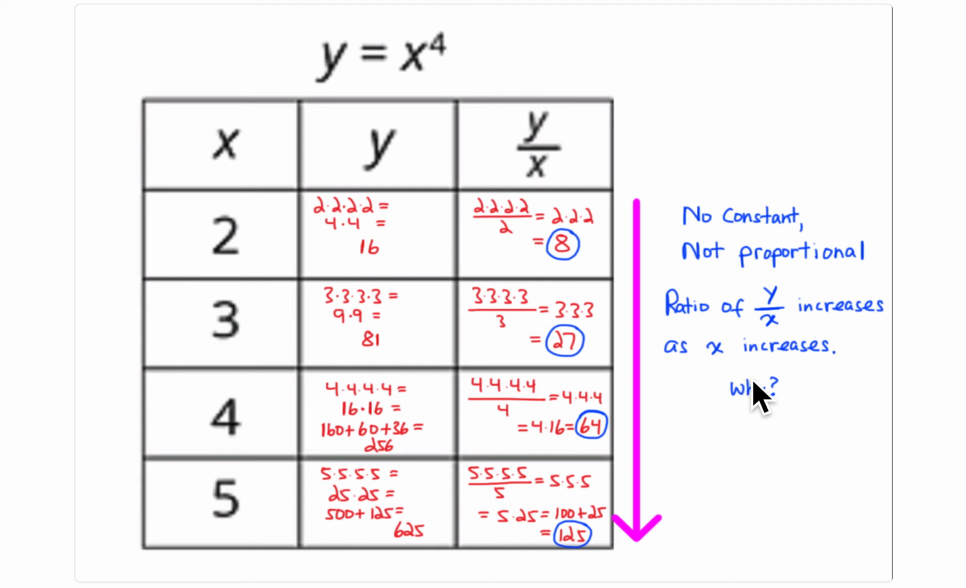So the ratio of y over x is increasing as x increases. So this is getting bigger and bigger. It's just that ratio is x to the 3rd power. And the point once again is that it's not constant. So there's no constant of proportionality. It is not a proportional relationship.